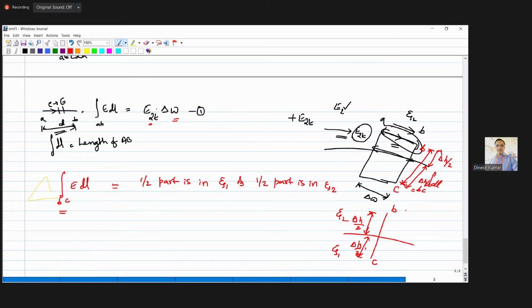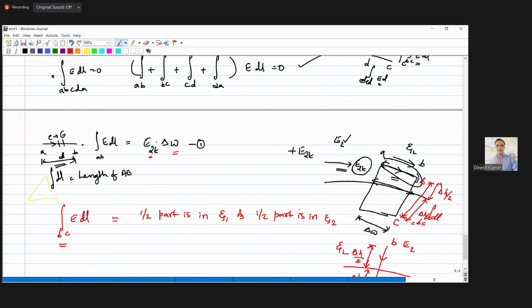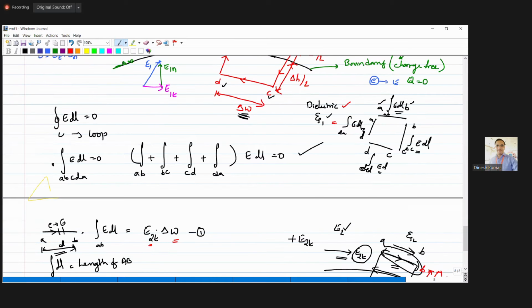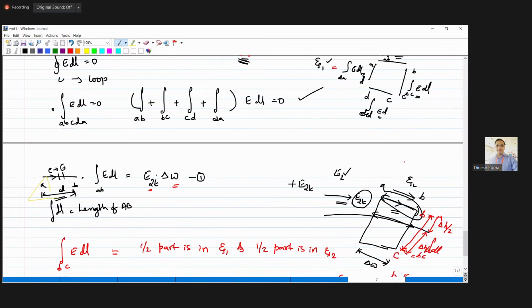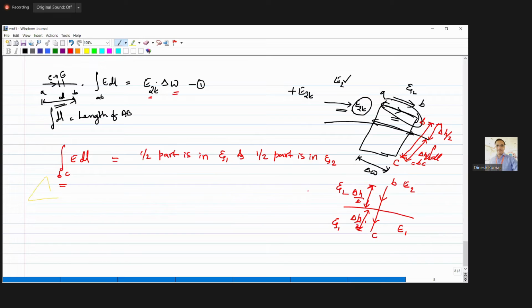So in this medium, we are having field intensity of E2. In this medium, we are having field intensity of E1. And the direction of B2 is from B to C. But here, if you see this component diagram, so this thing I am drawing here. So here you have the normal component. See here, the line BC, which is perpendicular to the boundary.